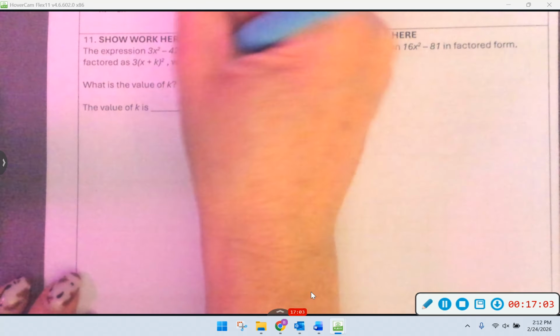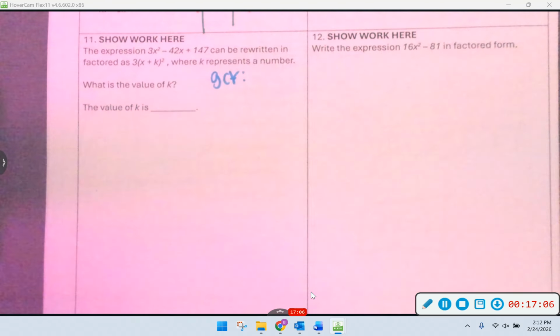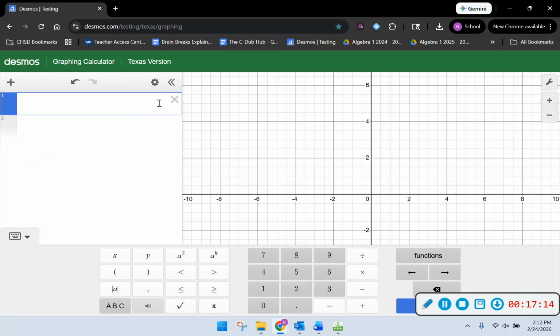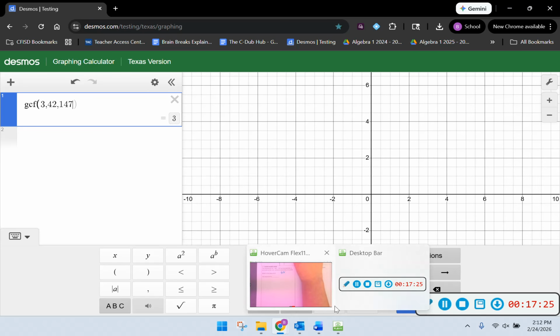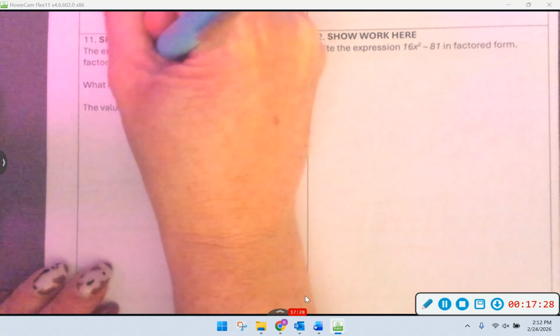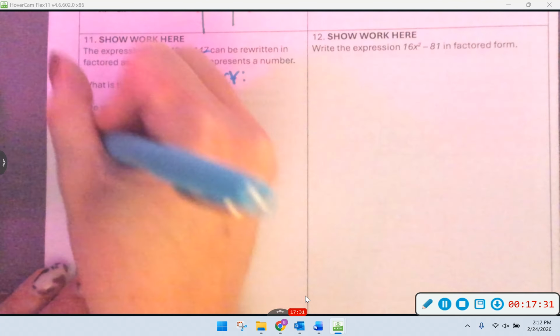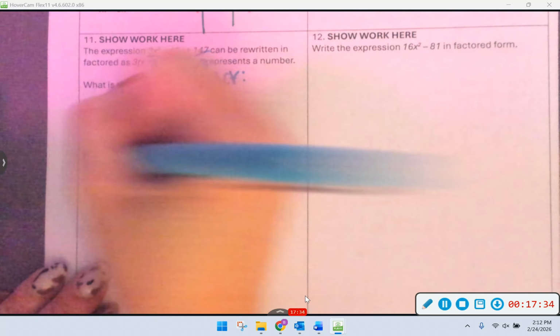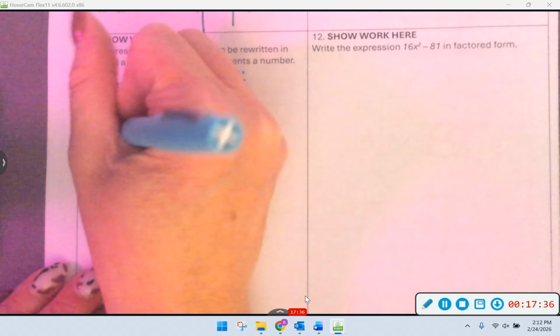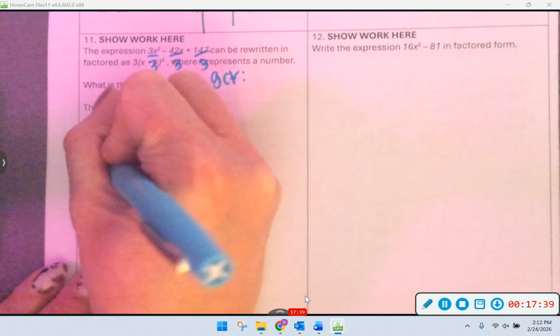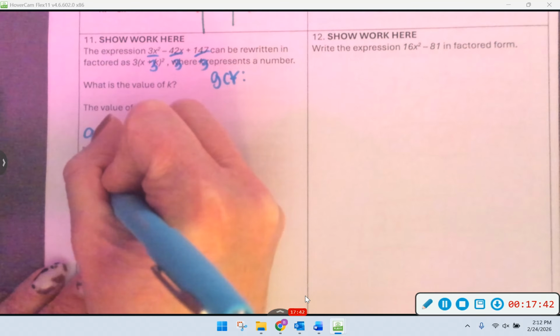All right, so we're going to check the GCF once again. We want to find the GCF of 3, negative 42, and 147. GCF of 3, negative 42, 147 is 3. So we're going to divide each of these by 3 to get our A, our B, and our C. 3 divided by 3 is 1. Negative 42 divided by 3 is negative 14. 147 divided by 3 is 49.